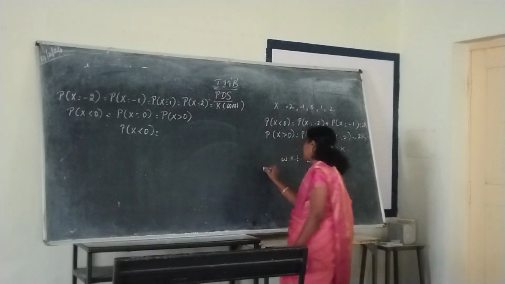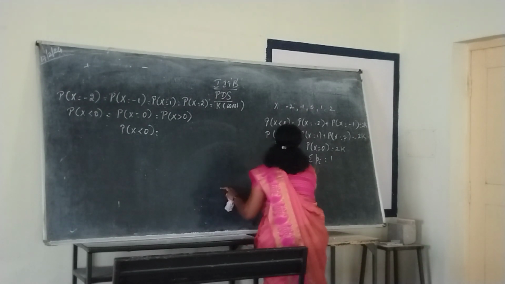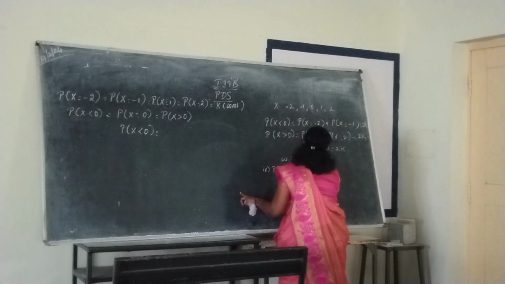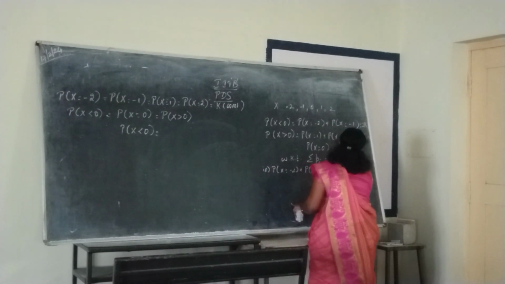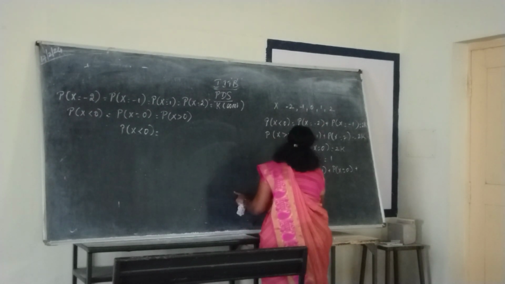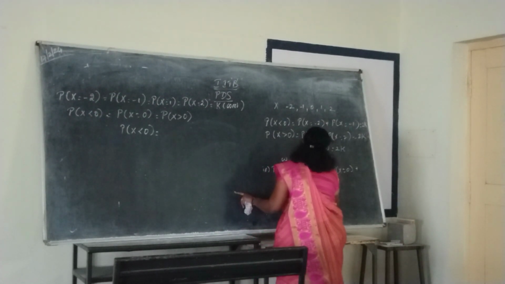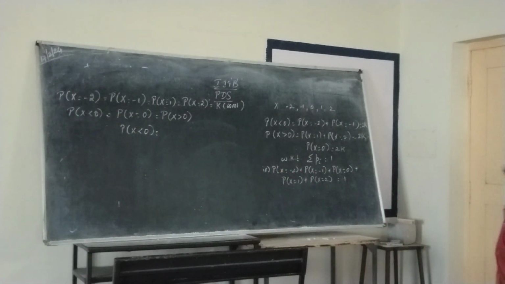So that is probability of x equal to -2 plus probability of x equal to -1 plus probability of x equal to 0 plus probability of x equal to 1 plus probability of x equal to 2 should be equal to 1. 5 possible values. So we add all the 5, and it should be equal to 1.